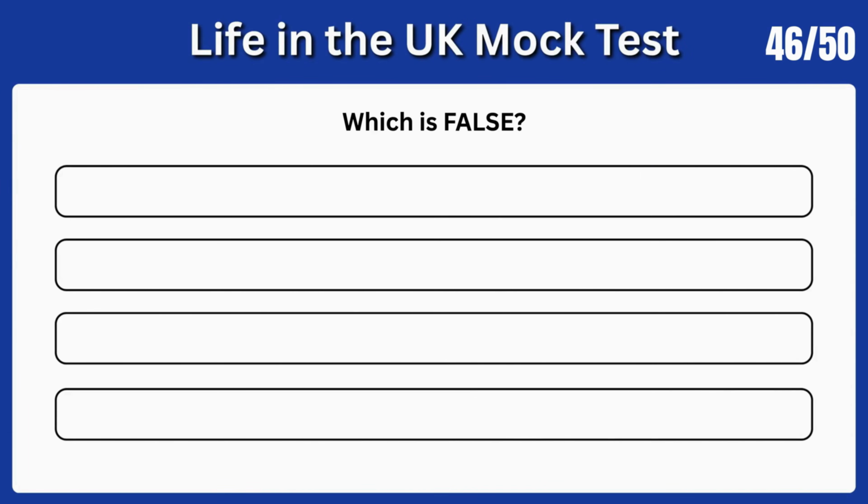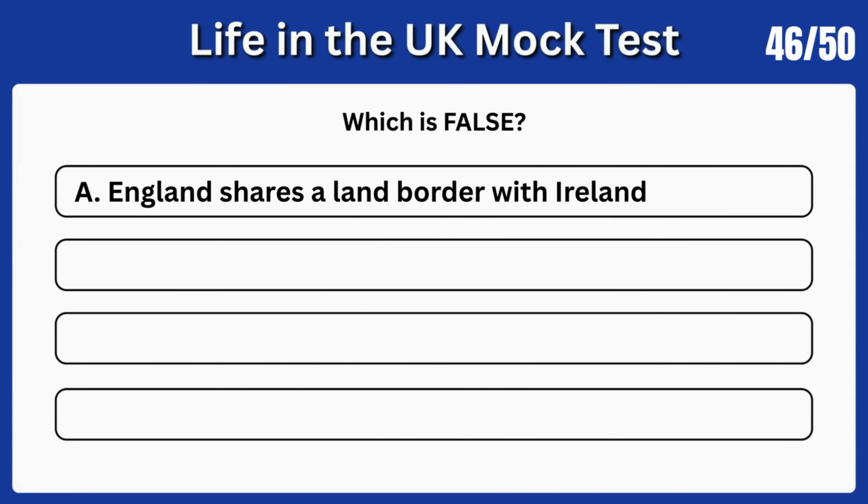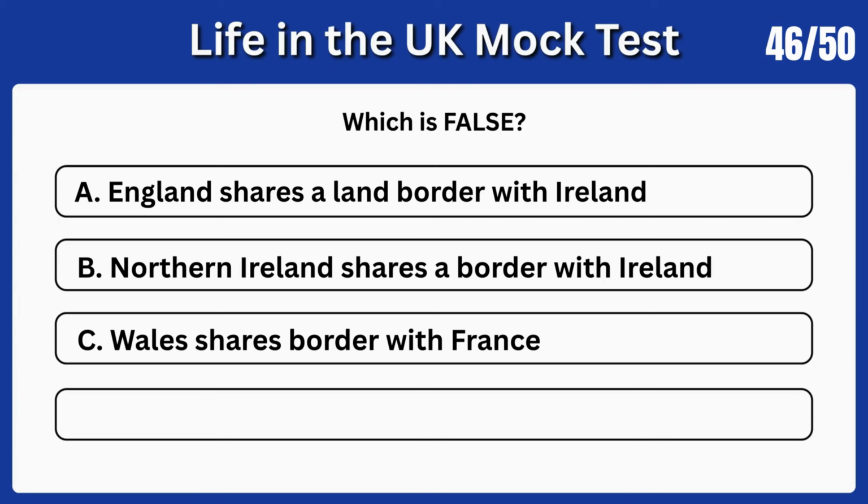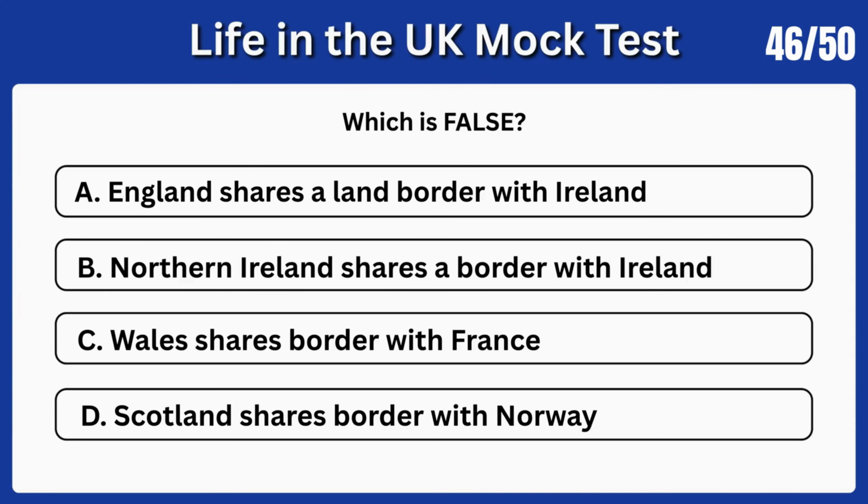Question 46. Which is true? A. England shares a land border with Ireland. B. Northern Ireland shares a border with Ireland. C. Wales shares border with France. D. Scotland shares border with Norway.